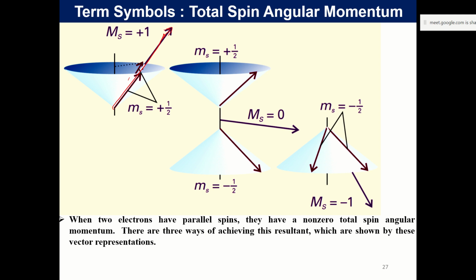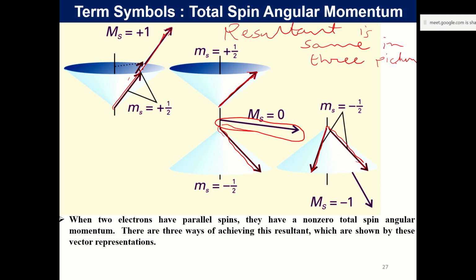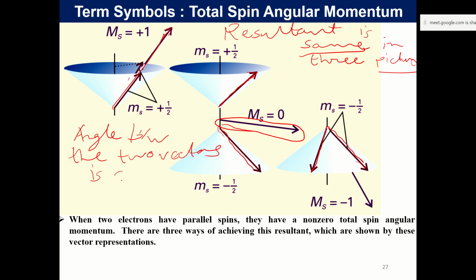The same magnitude remains, so they can also be placed on the lower cone, or one of them can be on this cone and the other one on that cone, yet the resultant value is same. So the resultant angular momentum is the same in the three pictures. The three pictures that you see have the same resultant. The angle between the two vectors is also the same, and that's why the resultant is the same. It remains unchanged, and that's why the vector sum is the same.